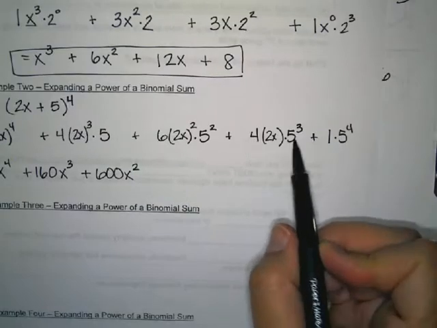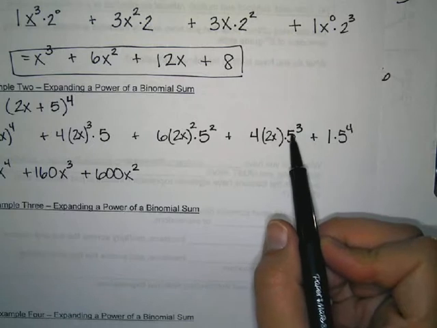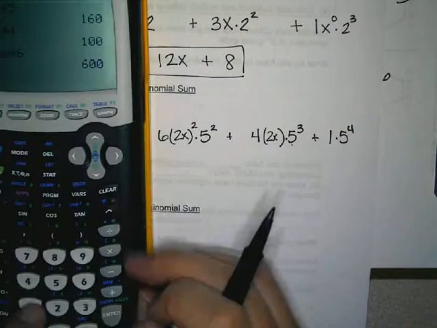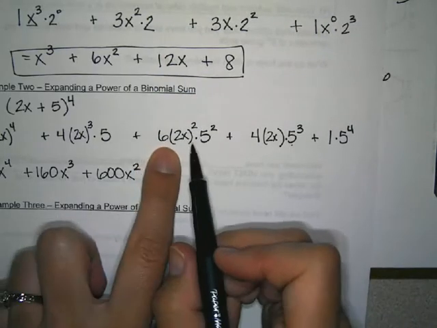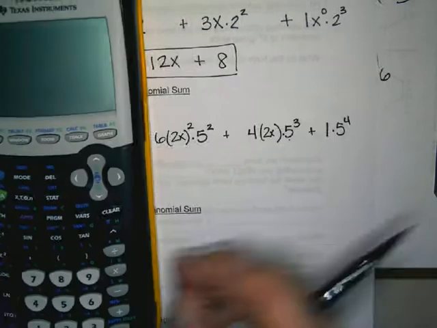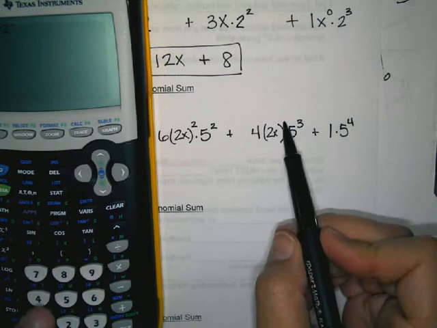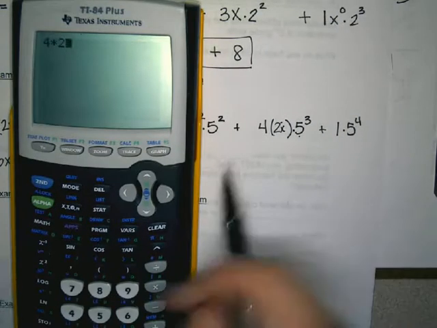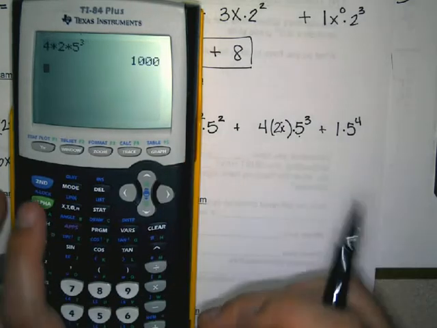And then we have 4, 2, and 5 cubed. 5 cubed is 125. And 125 times 8. Now, if you're not sure, like if you're trying to do it in your head and you just want to double check yourself, you can always just punch it out. So 4 times 2, that parenthesis doesn't have a power on it, so I don't have to raise the 2 to anything, times 5 cubed. Gets me 1,000.